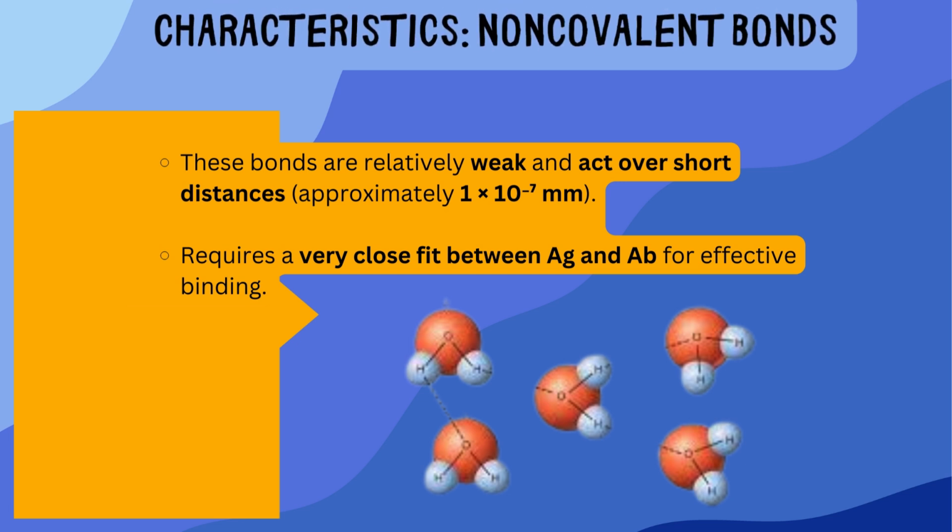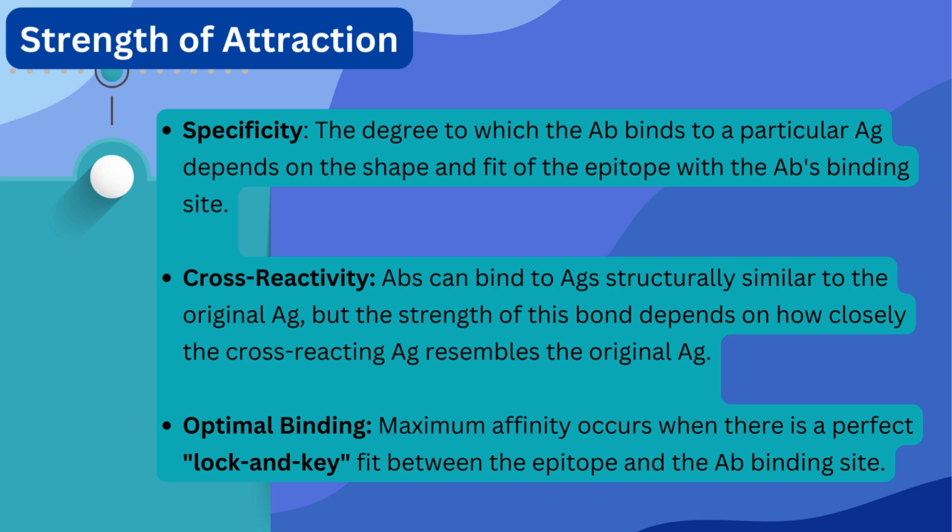So let's shift to the characteristics of non-covalent bonds. Again, they are weak and they can only act over short distances, about 1 by 10 to the negative 7 mm. And non-covalent bonds really need a very close fit between an antigen and antibody for effective binding.